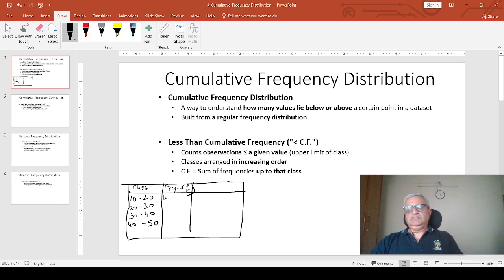Let's take an example again, with dummy data. We have frequencies 10, 25, 10 and 5. So total data points we have are 50. Now less than or equal to CF, where CF stands for cumulative frequency.